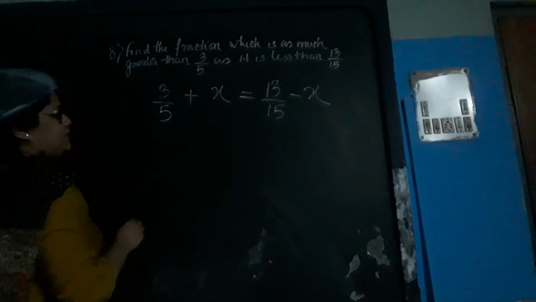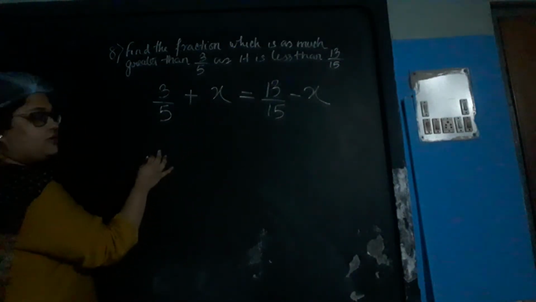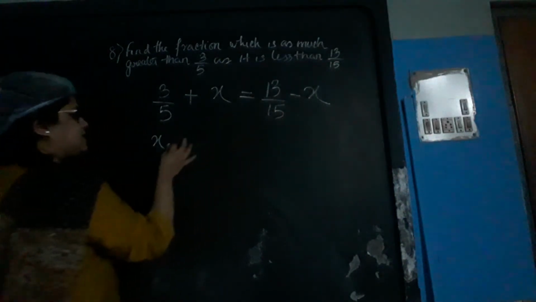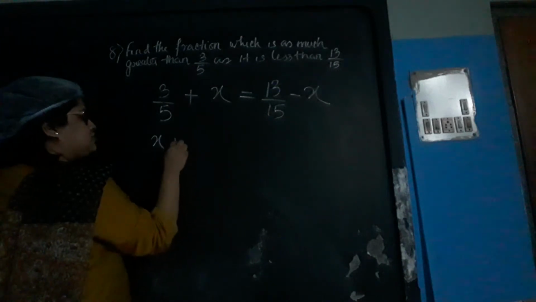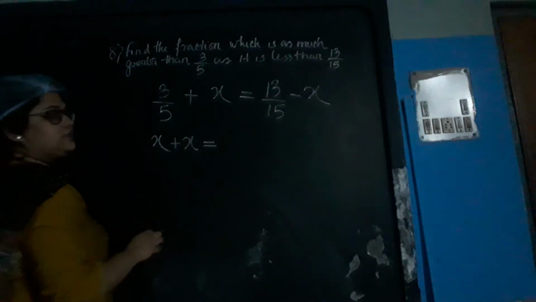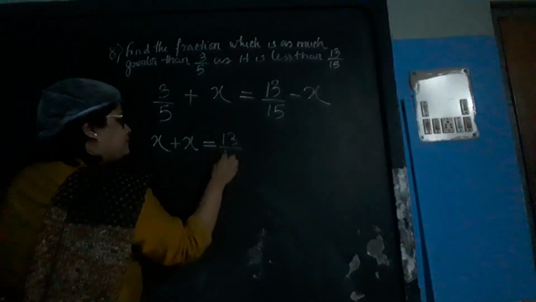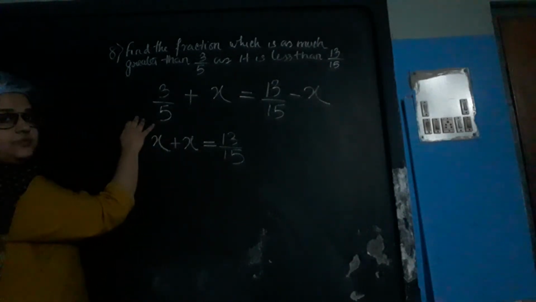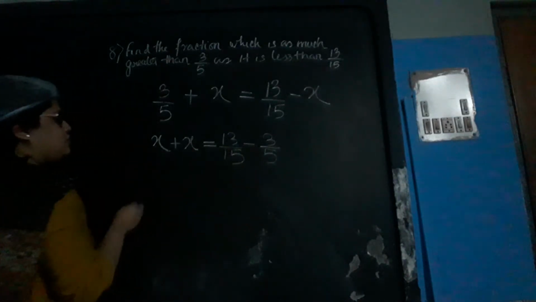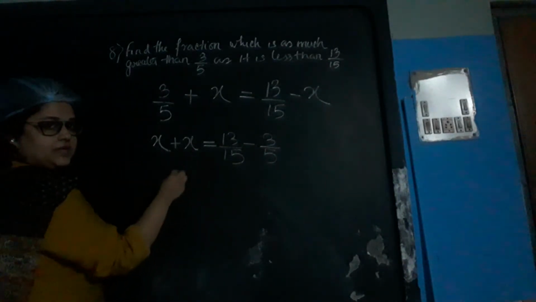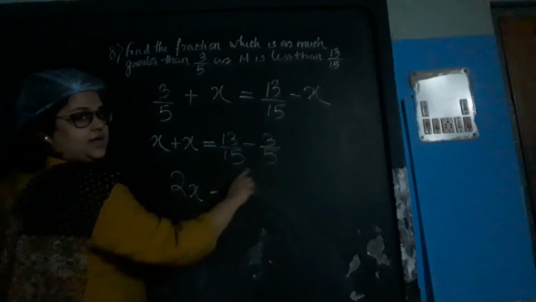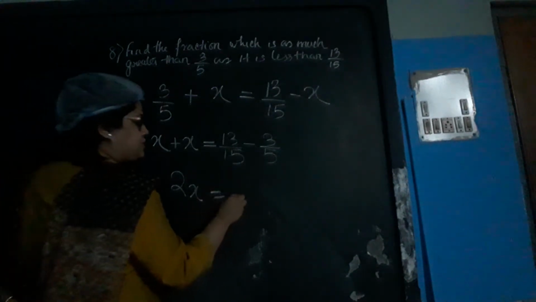So first step, what we will do, take the unknown x all on the left side. So already on the left side x is given, and when we want to shift this x, the minus sign will change into a positive sign when we change the side. Similarly, 13 by 15 is given on that side. If we want to shift this number 3 by 5, change the sign, minus 3 by 5. So x plus x, that means 2x, you have now. It is equal to, now simply use fractional subtraction.